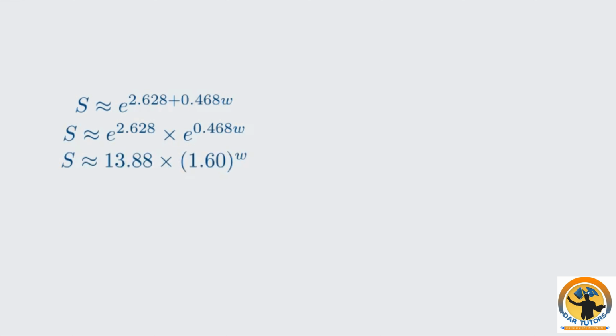Finally, we transform this back to find the exponential model for sales. We exponentiate both sides with base e. This gives S approximately equals e to the power of 2.628 times e to the power of 0.468 W. Calculating the constant term, our model is S approximately equals 13.88 times 1.60 to the power of W.